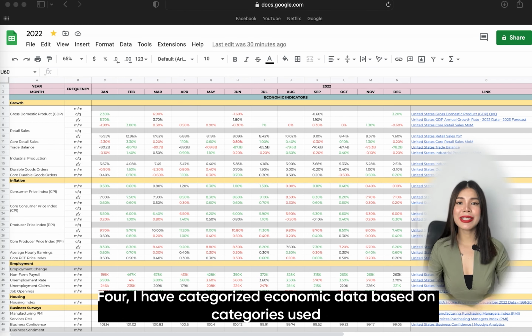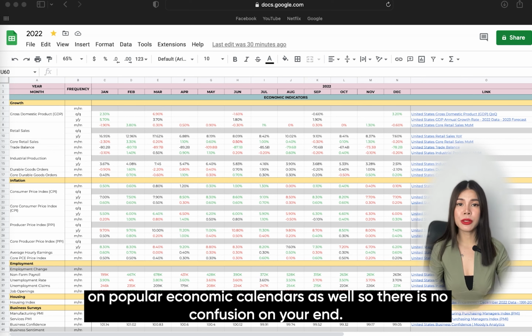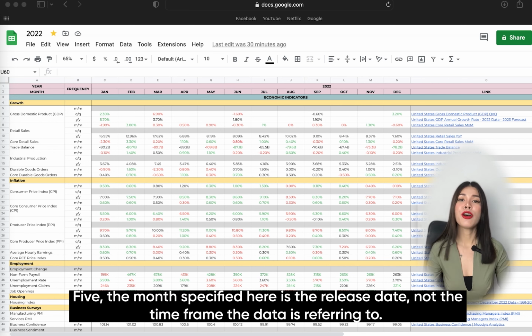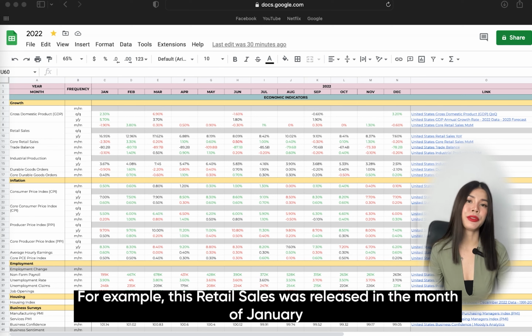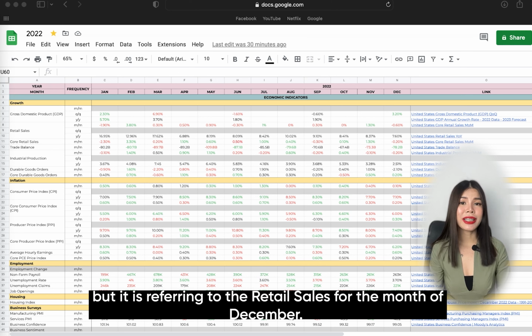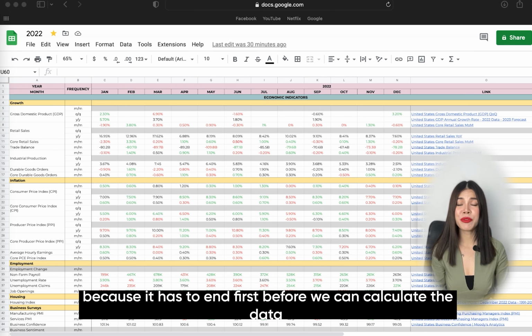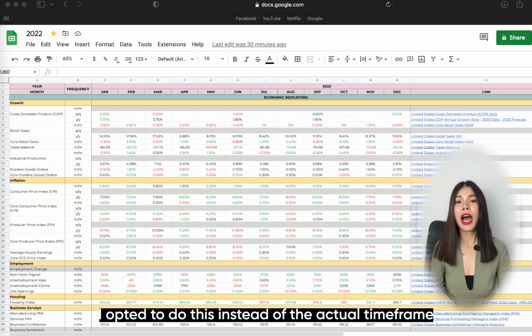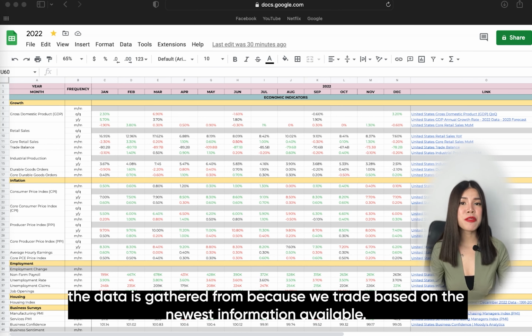4. I have categorized economic data based on categories used on popular economic calendars as well, so there is no confusion on your end. 5. The month specified here is the release date, not the time frame the data is referring to. For example, this retail sales was released in the month of January, but it is referring to the retail sales for the month of December. Of course, it has to end first before we can calculate the data. I opt to do this instead of the actual time frame the data is gathered from because we trade based on the newest information available.